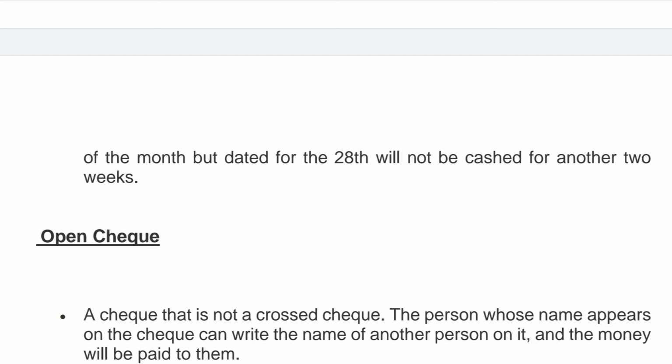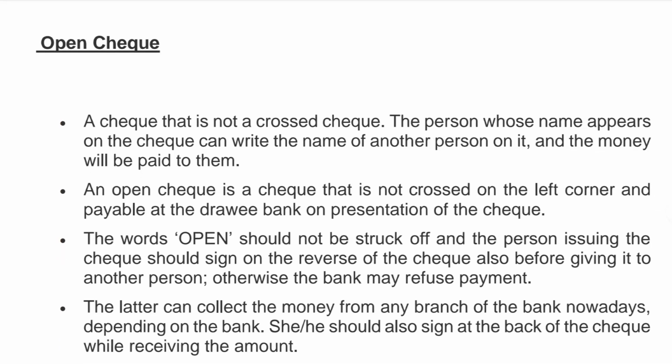Now we will discuss the open check. A check that is not a crossed check, the person whose name appears on the check can write the name of another person on it and the money will be paid to them. So an open check is a check which can be easily negotiated to another person. The person whose name appears on the check can easily transfer the check to another party.